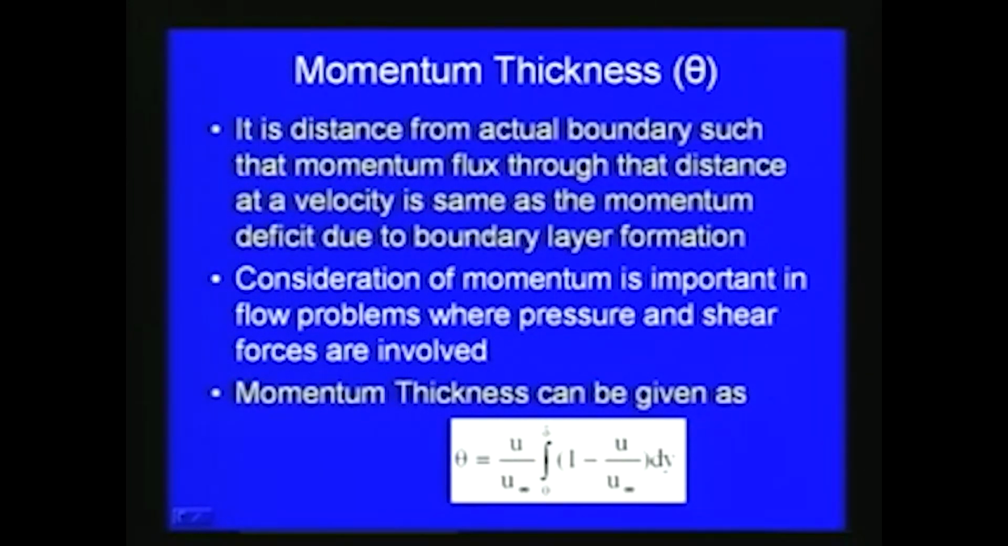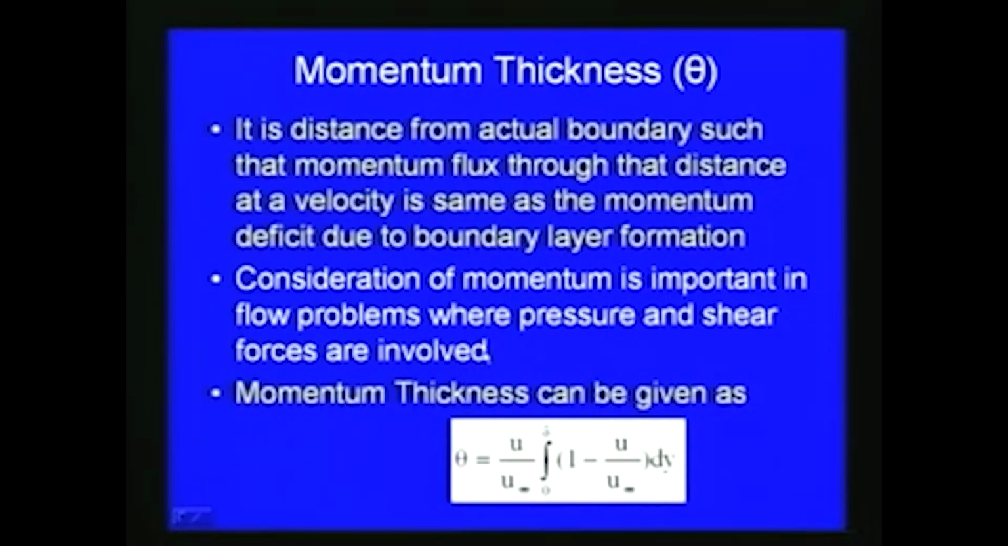The momentum thickness is defined as the distance from the actual boundary such that the momentum flux through that distance, at a velocity same as the free stream, equals the momentum deficit due to boundary layer formation. Since the boundary layer is formed, the velocity changes, and when the velocity changes, momentum also changes. So there will be a deficit in momentum with respect to the velocity change.